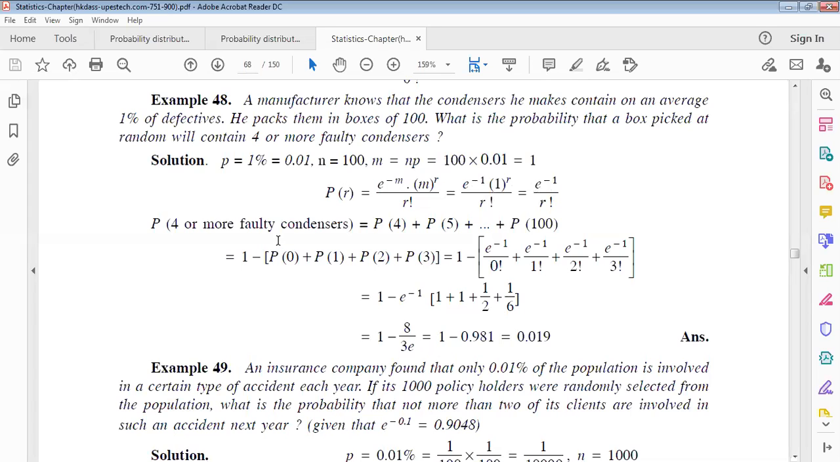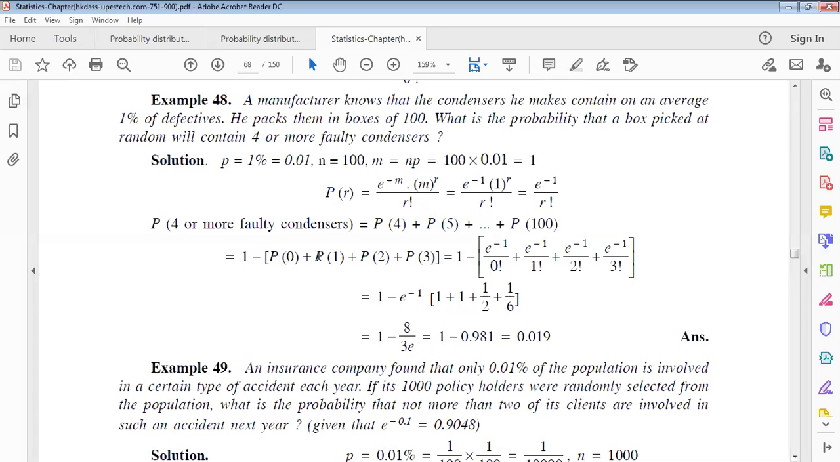4 or more faulty condensers means probability of 4 plus probability of 5 up to probability of 100, because there are 100 in a pack. Total probability is 1. So if you take the subtraction from 1 of probability of 0 plus probability of 1 plus probability of 2 plus probability of 3, then this subtraction will give the required probability, right?